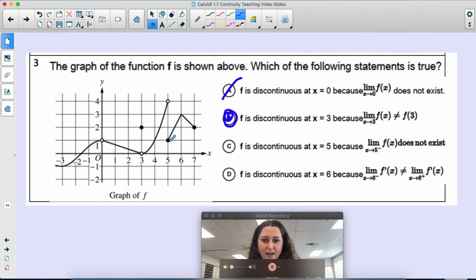It's discontinuous at 5 because the limit from the left does not exist. So the limit from the left is 4, it exists. The limit altogether doesn't exist, but from 5 does exist. And discontinuous at 6? It's continuous at 6, so definitely not that.